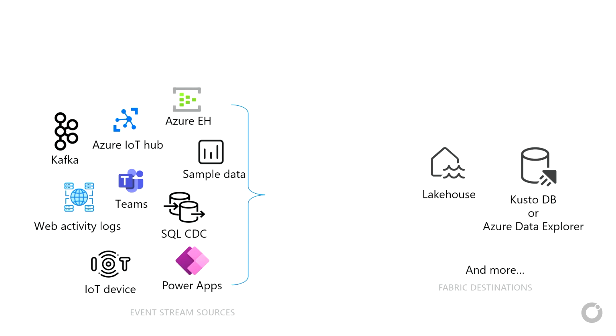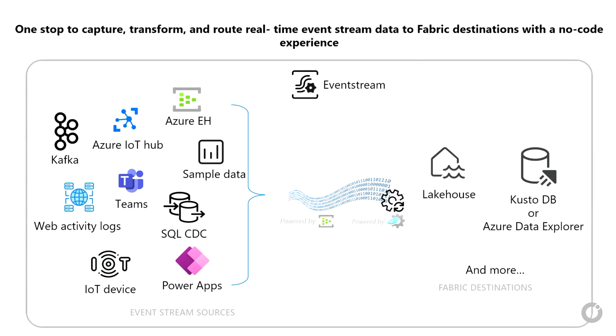On the left side, you see real-time data sources. Your data might be in IoT Hub, Event Hub, SQL CDC, or Kafka, and you want to get it into Fabric destinations. Maybe you want to get it into Lakehouse, or probably KustoDB, which some people know as Azure Data Explorer. How do you do that? Through Event Stream. Event Stream essentially is a combination of Azure Event Hub and Azure Stream Analytics, combined together, and we have brought it into Fabric. It's a SaaS version, and it's a one-stop shop to capture, transform, and route your real-time event data from all these sources on the left side to the Fabric destinations. And you do that not by writing SQL, but instead using a no-code editor.